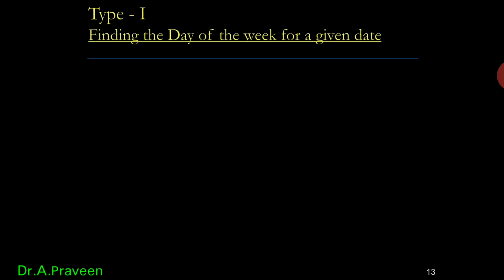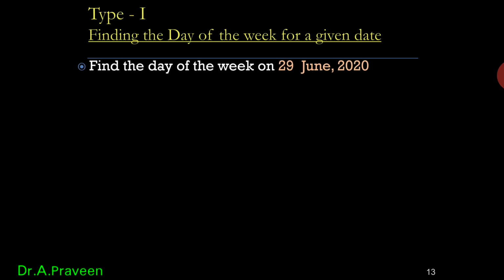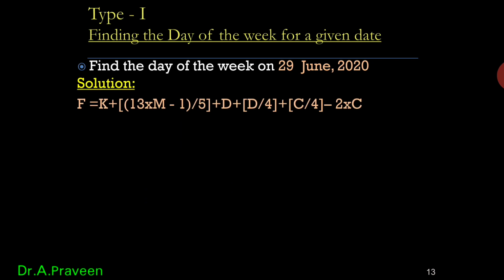Type 1. Finding the day of the week for a given date. Find the day of the week on 29th June 2020. Zeller's formula is F equals K plus 13 into (M minus 1) divided by 5 plus D by 4 plus C by 4 minus 2 into C.